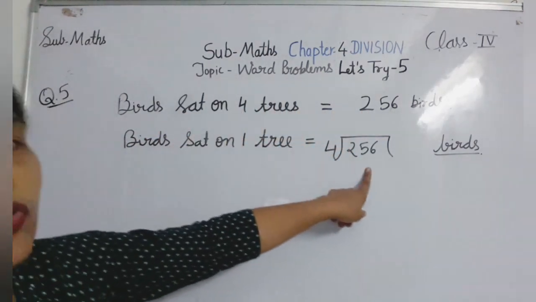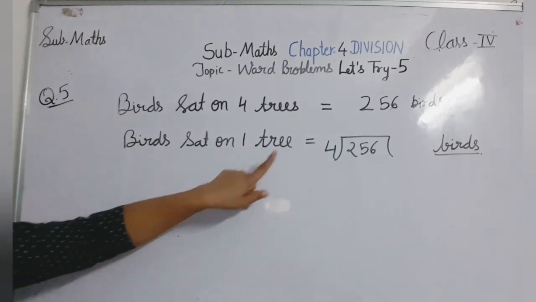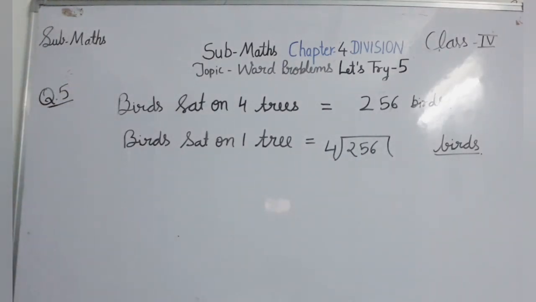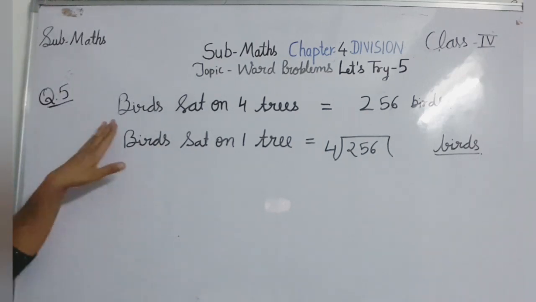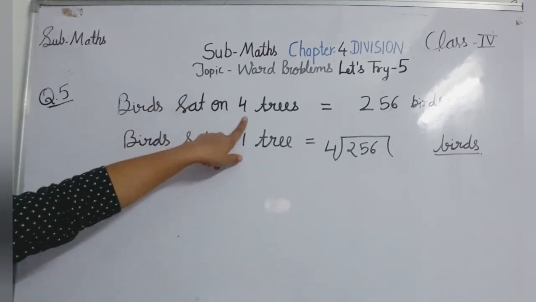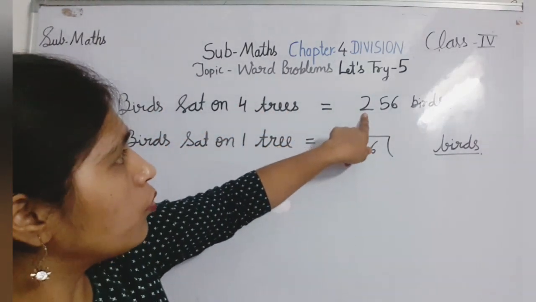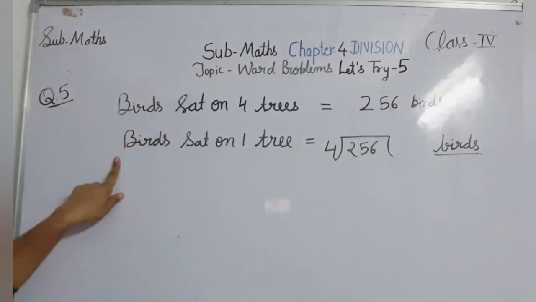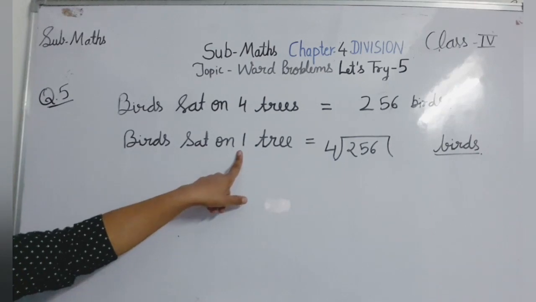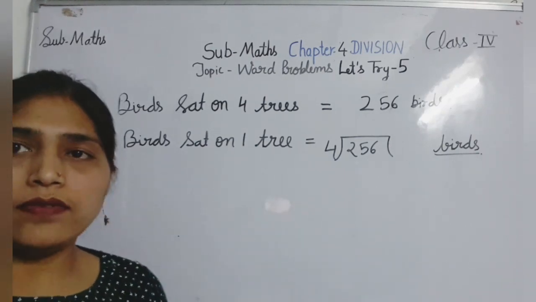So that time we have to do division. So you will divide 256 by 4. Clear to you all now? Yes, simple thing. They have given us that the birds sitting on 4 trees, the birds on 4 trees is equal to 256, and now they are asking for the birds on 1 tree. So if they are asking for 1, that time we have to do division.